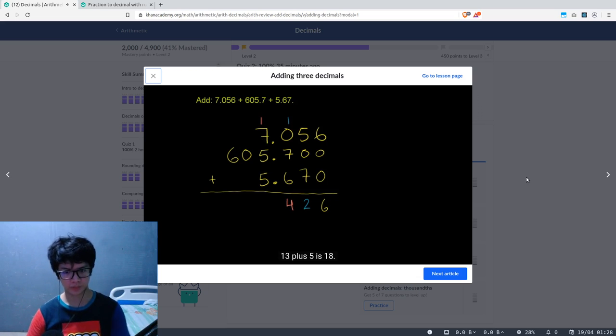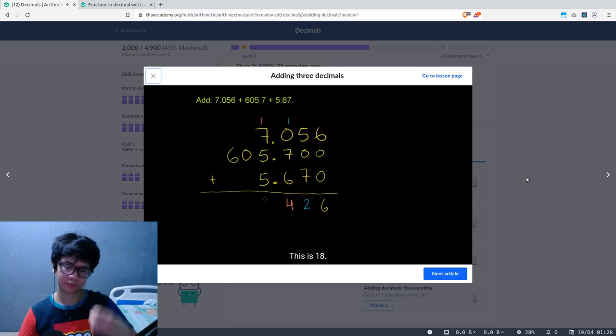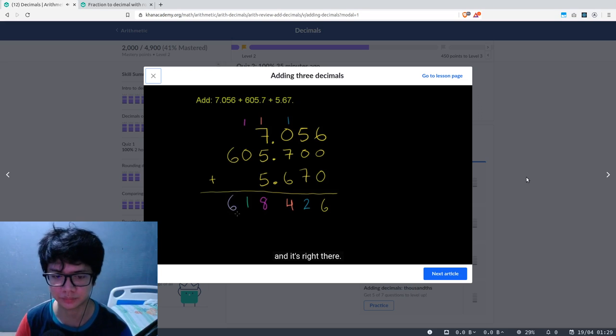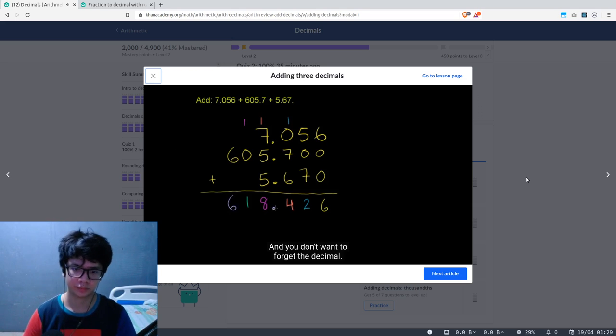Plus 5 is 18. Carry or regroup the 1. 1 plus 0 is just 1. And then finally, you have the 6 in the hundreds place. Nothing gets added to it, so you can just bring down that 6. And you don't want to forget the decimal. And so when you add the numbers, you get 618.426, or 618 and 426 thousandths. And we're done.